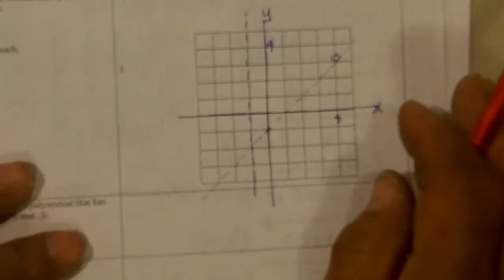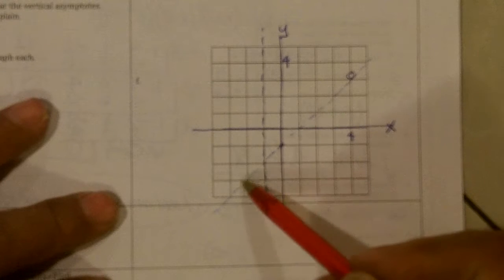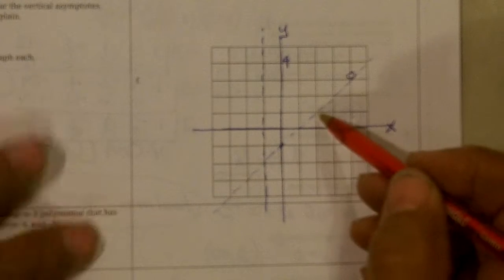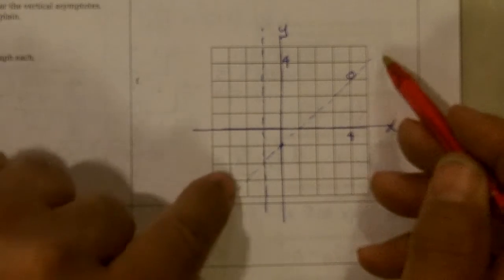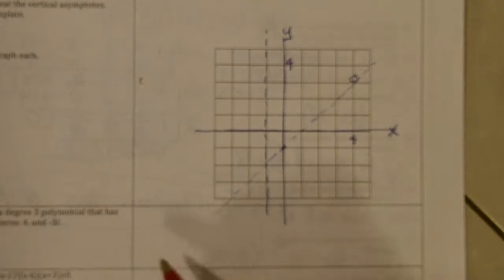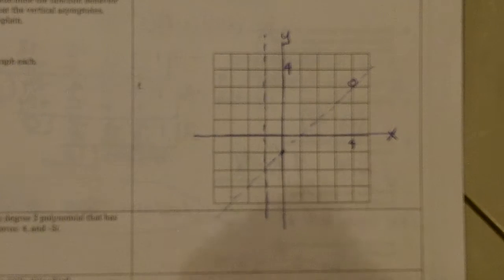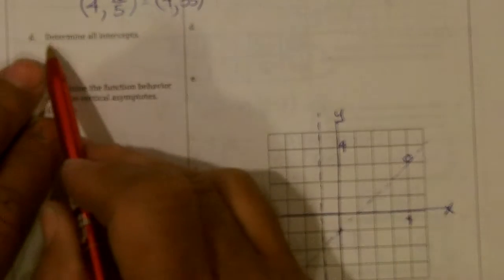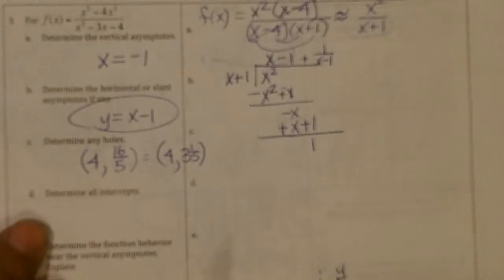Now, the graph cannot cross the vertical asymptote, but it can cross the horizontal asymptote. It just gets closer and closer to it as x gets really large and really small. So it's going down this way and it's going up this way. Now, to determine a little bit more here, let's find the intercepts.